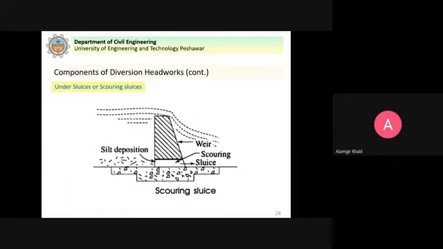You can see here that we have this weir, but at this point we have this sluice. So the silt which is deposited will move along with the water to the downstream side of the weir. That's why this is known as a scouring sluice.